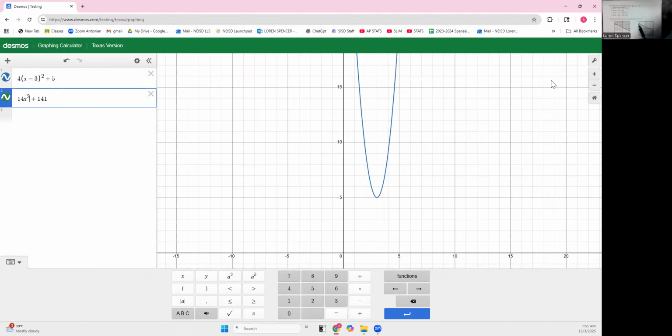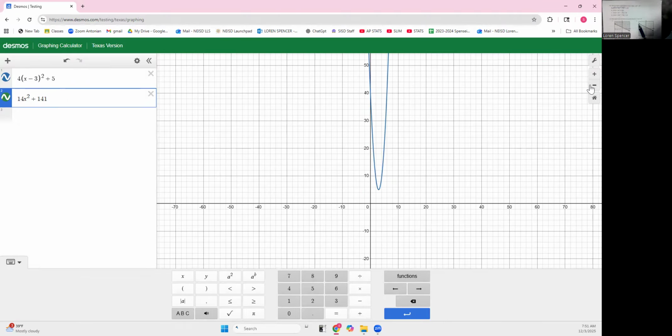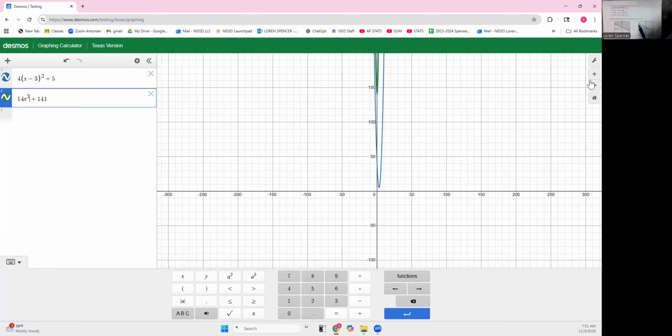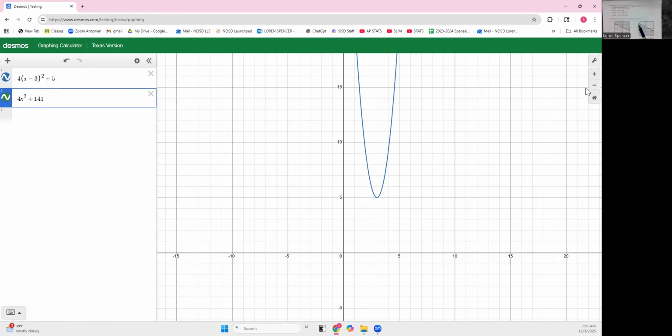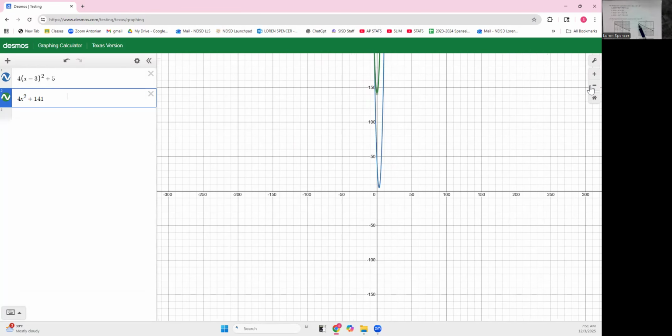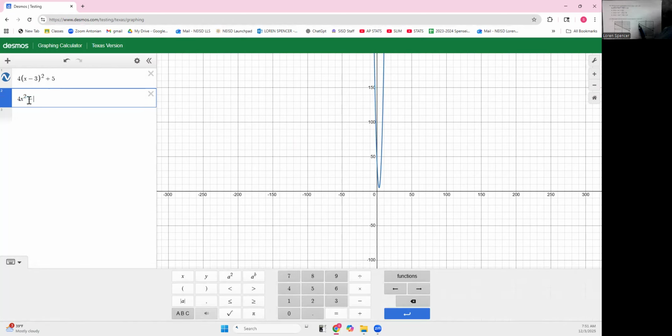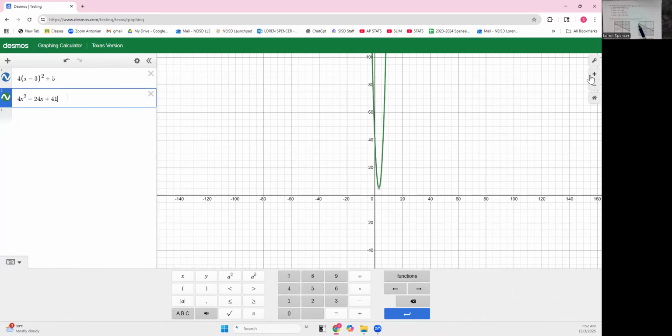Gosh, that didn't even show up on the screen. Yeah, not that. Oh, I have 14x squared. Excuse me, that should be 4x squared. There, that should be a little bit better, but still not right. So now we have 4x squared minus 24x plus 41. Hey, I think we found it.